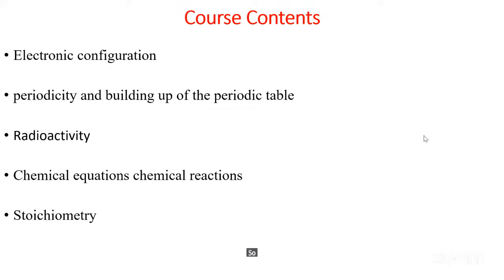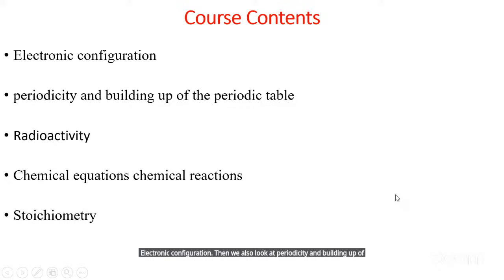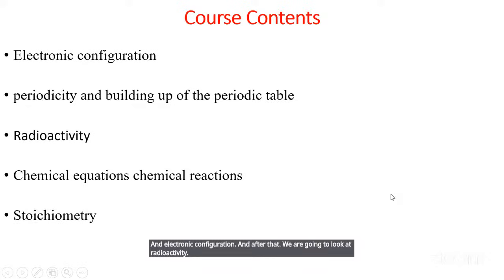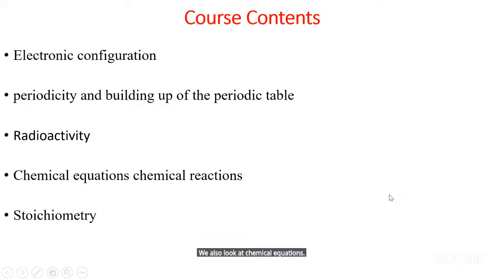So for my own course content, I will be looking at electronic configuration. Then we'll also look at periodicity and building up of the periodic table. That is for the periodic table and the electronic configuration. And after that, we are going to look at radioactivity. We also look at chemical equations and chemical reactions and stoichiometry.